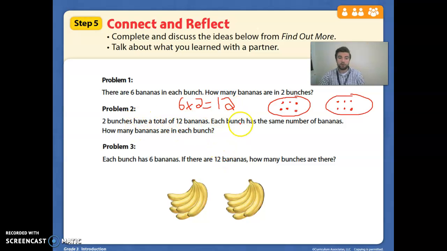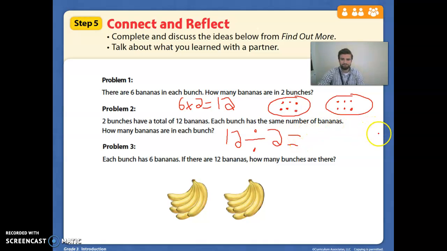2 bunches have a total of 12 bananas. If each bunch has the same number of bananas, how many bananas are in each bunch? So this sounds like we're going from a big number to a smaller number, which means it's probably going to be, you got it, division. So let's take 12 total bananas that we started with, and let's divide them back into 2 groups again. 12 divided by 2.